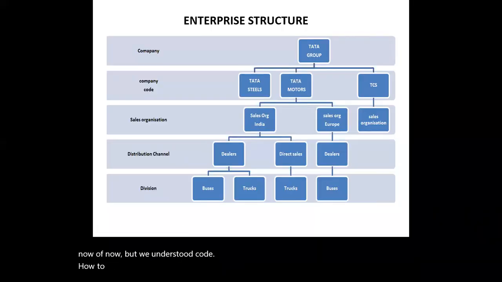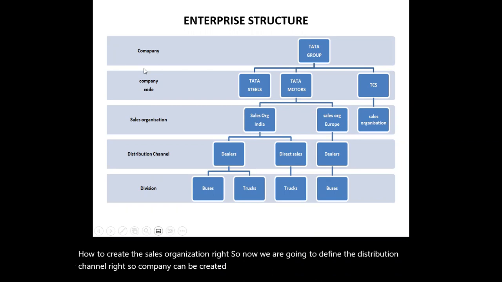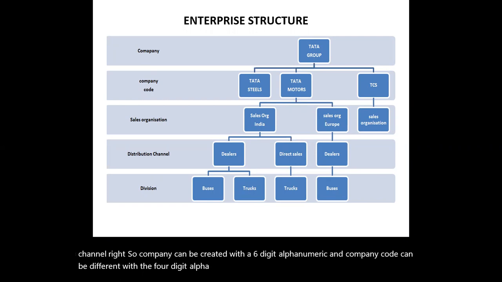sales organization, right? So now we are going to define the distribution channel. The company can be created with a 6-digit alphanumeric, and the company code can be defined with a 4-digit alphanumeric. And we came to know how to create the sales organization. So the sales organization can be defined with a 4-digit alphanumeric.